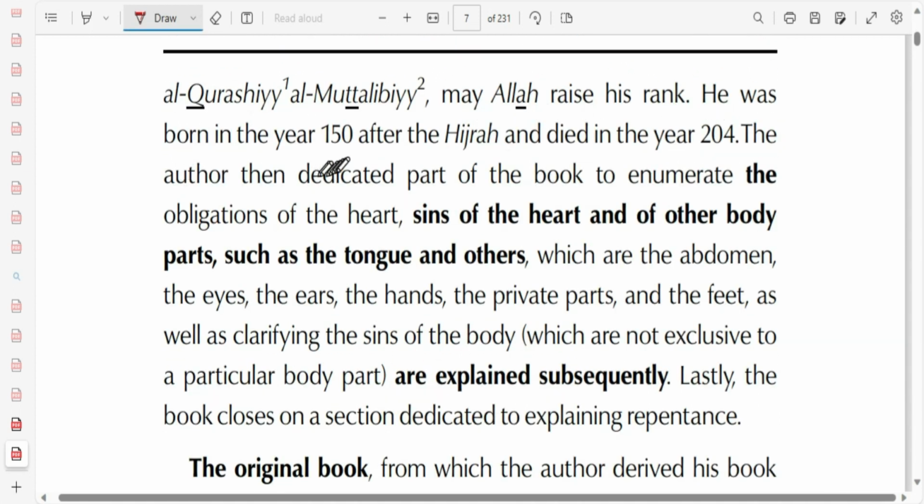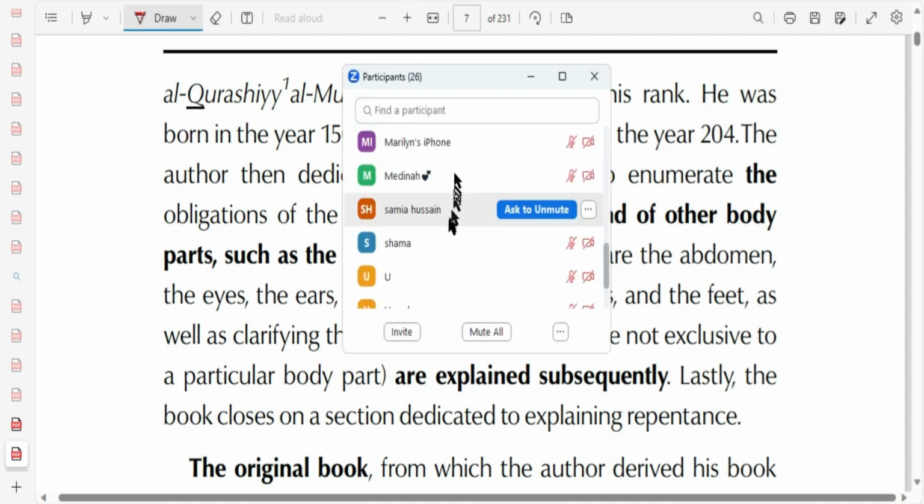He was born in the year 150 after the Hijrah, after the migration of the Prophet alayhi salatu wasalam, and he died in the year 204. So he's from the Salaf. And he's one of the greatest scholars ever in human history. In the history of mankind, he's one of the greatest scholars. He was born in the year 150. He died 204. That means, how old was he when he died? Only 54 years old. Maybe some of you who are listening, you're older than that.